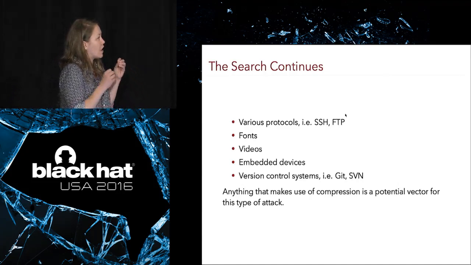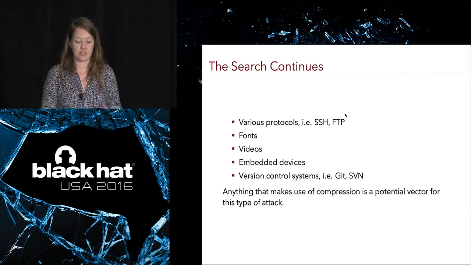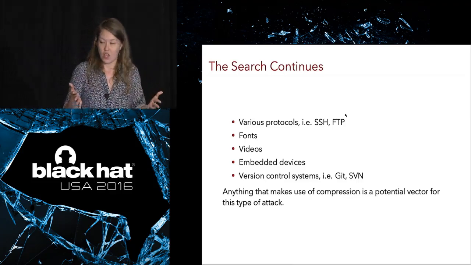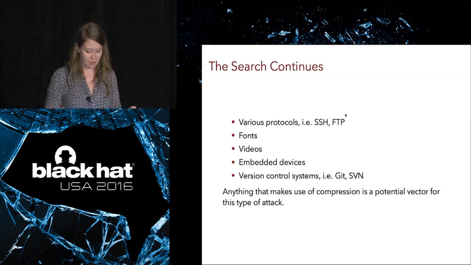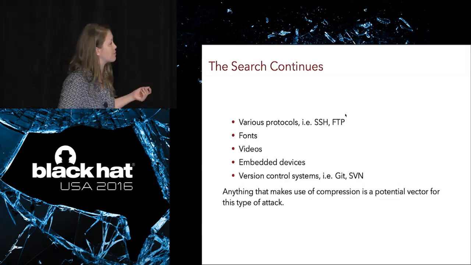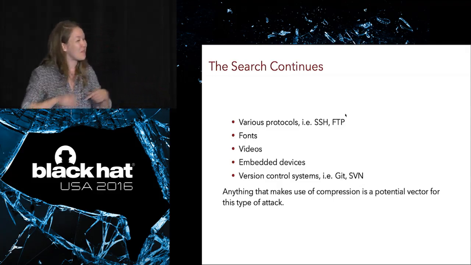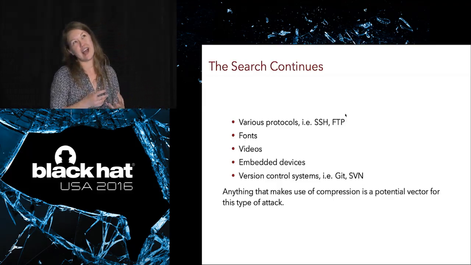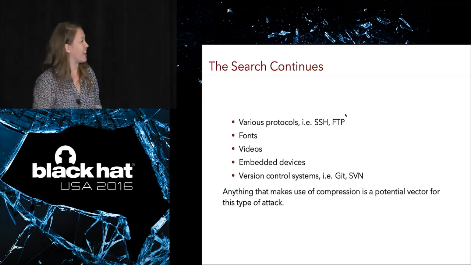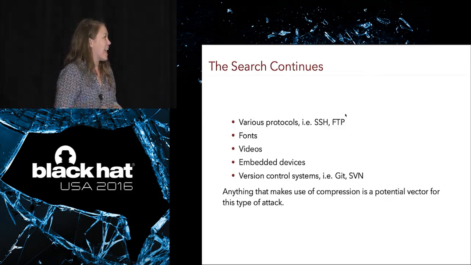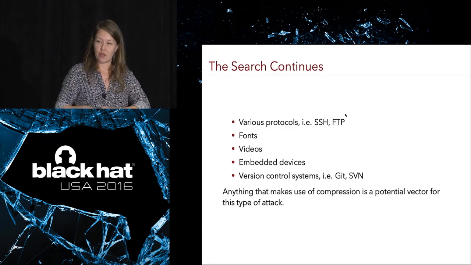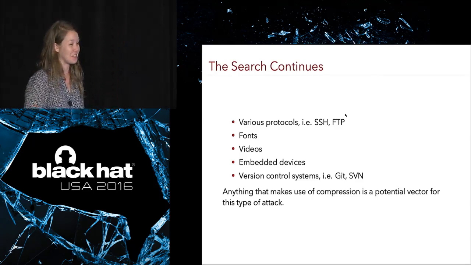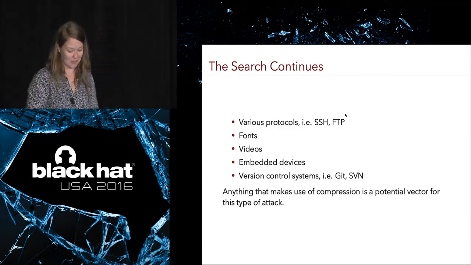But there are a lot of different services and applications that deal with data compression, so there's a lot of potential for this type of attack to be effective. For example, version control systems. In performing this research, I inadvertently added an uncompressed 10 gigabyte file to the repo I was using, and I ended up knocking out our internal Git repository for an entire day, so that was fun.